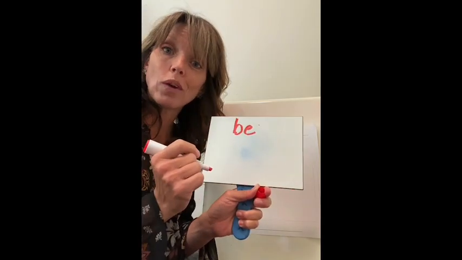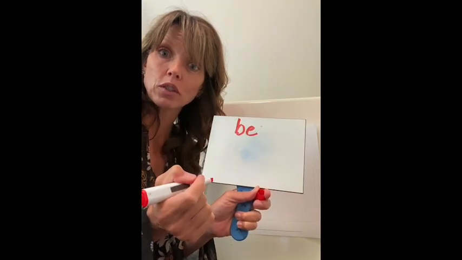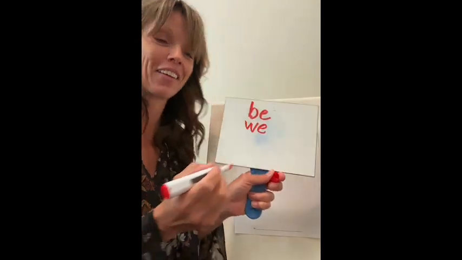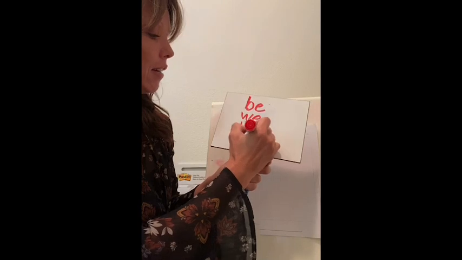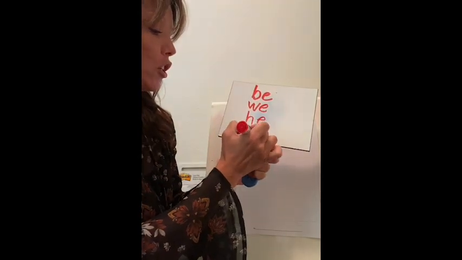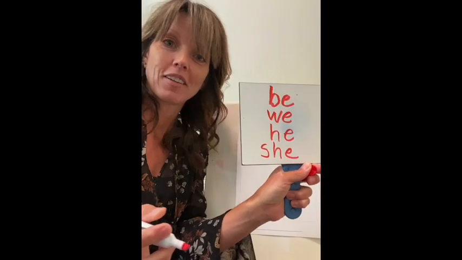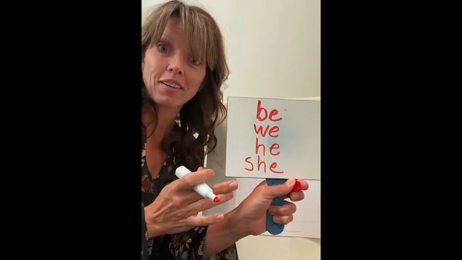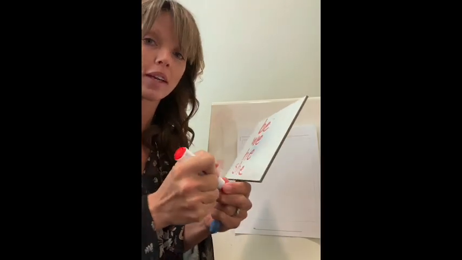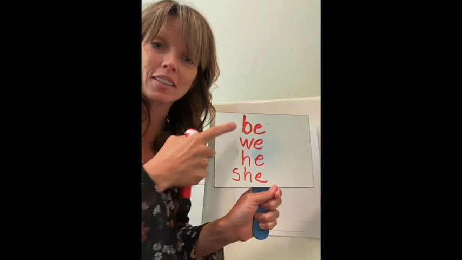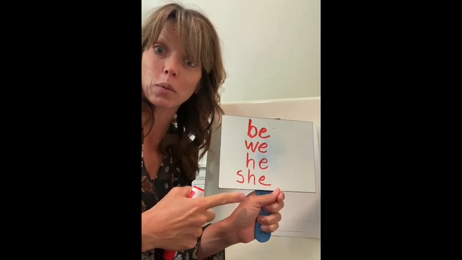Well, if you can spell be, you can spell a lot of other words too. You can spell we. You can spell he. And you can spell me. So if you can spell be, you can spell all of these other words, okay? So that's one way to help us remember the word be, is that it has the same part as a lot of our sight words, okay?